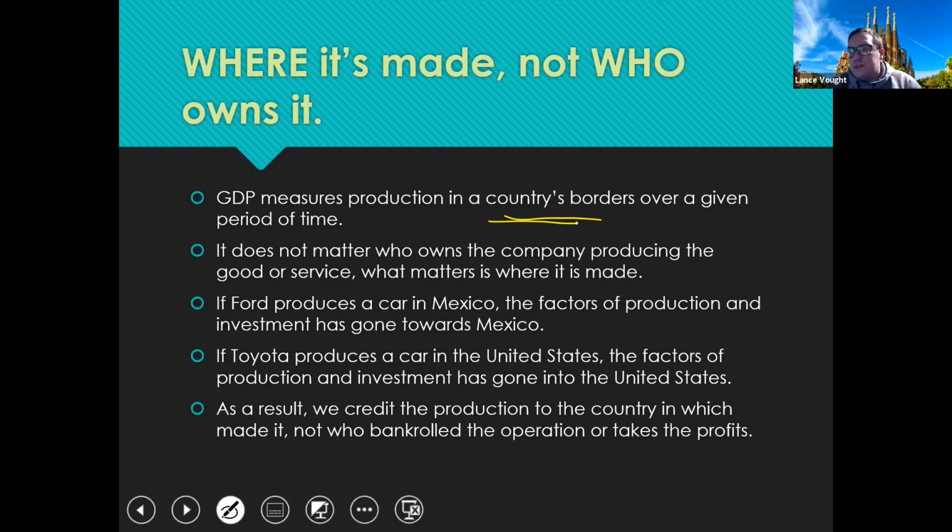So the reality is that when we credit things for GDP, it's not about who makes it or who owns the company that's making it. It's about where it is made. And so we will always credit the country in which it's made, not the company who makes it. So GNP would actually credit the company that makes it, not the country that it's made in. And that's where the big discrepancy comes in between GNP and GDP.